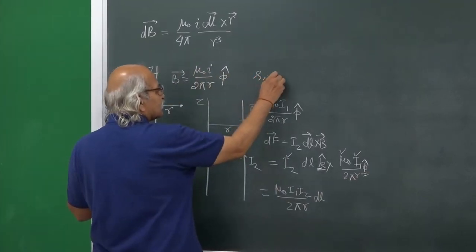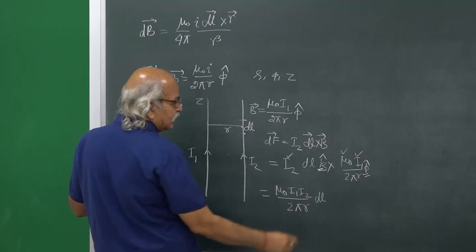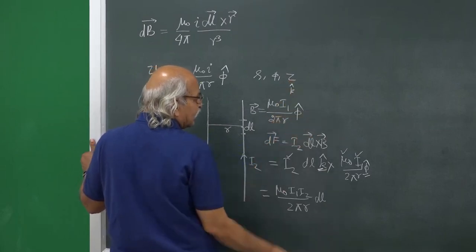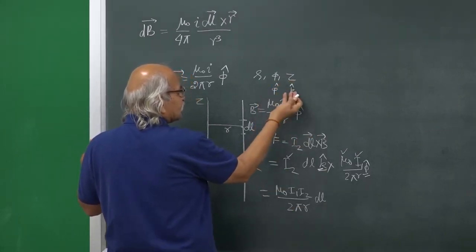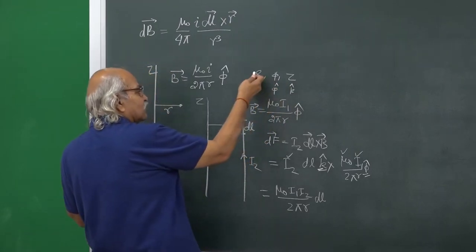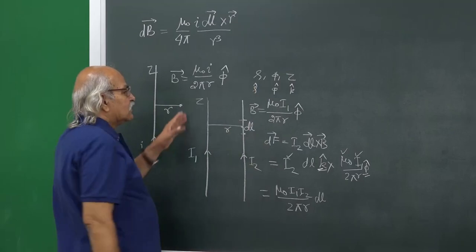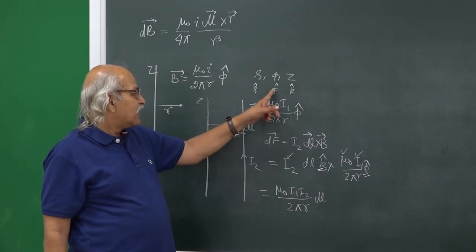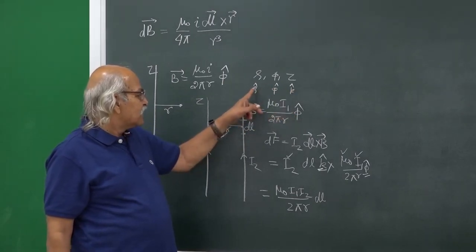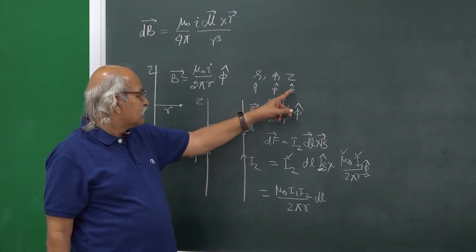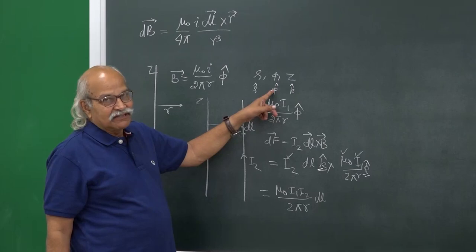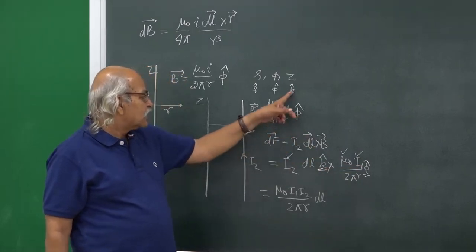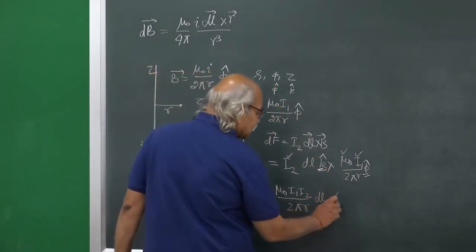So you have s, you have phi, you have z. So k cap cross phi cap is minus s cap. Alright, if you go cyclic, s cap cross phi cap, you will get k cap. Phi cap cross k cap, you will get s cap. And k cap cross s cap, you will get phi cap, and if it is reversed, you get a minus sign. So k cap cross phi cap will be minus s cap.